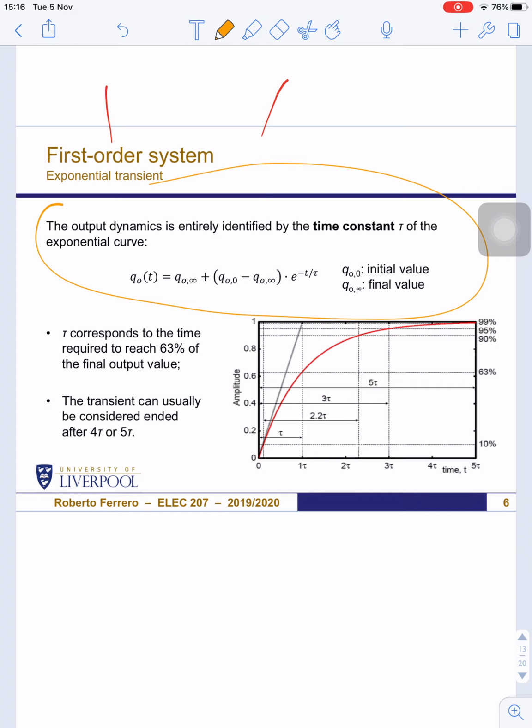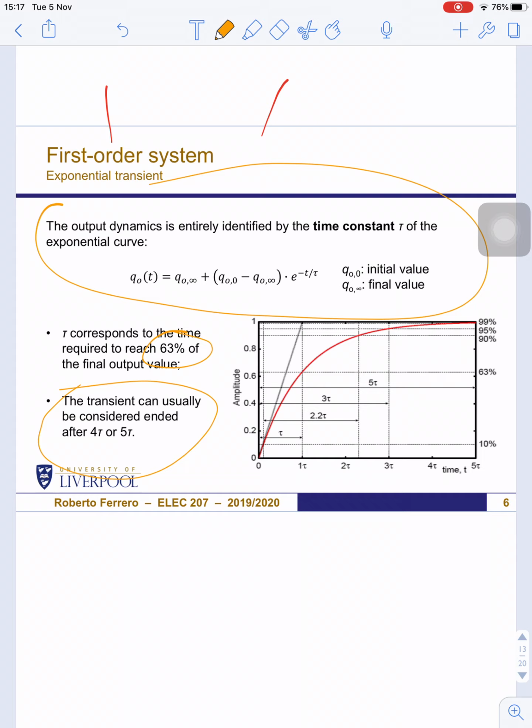The tau corresponds to the time required to reach 63% of the final output value, and the transition can usually be considered ended at 4 tau or 5 tau. Therefore, we can actually calculate the exact time that we need to keep the thermometer in our body to measure our body temperature. In order to know that, we just need to know what tau is.